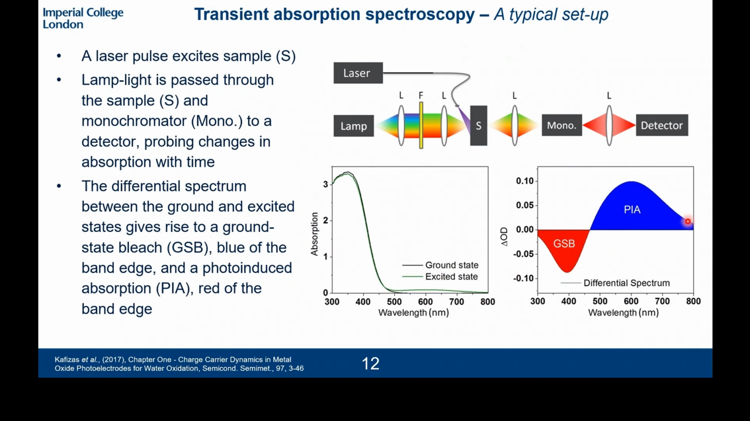So when you excite the material, you generate a bunch of electrons and holes in the material. And those electrons and holes can absorb in the visible region. But then you lose the ability to excite charges from your ground state because the population of your ground state decreases. So that's why you get a bleach here.